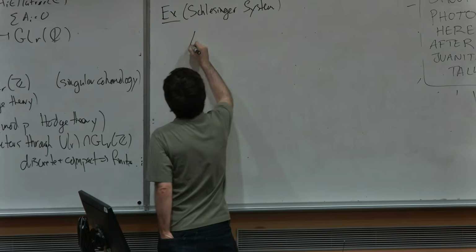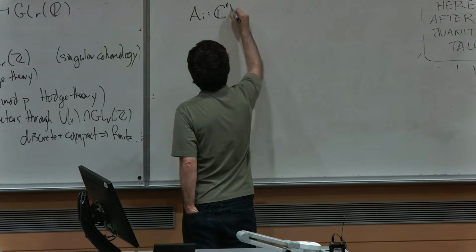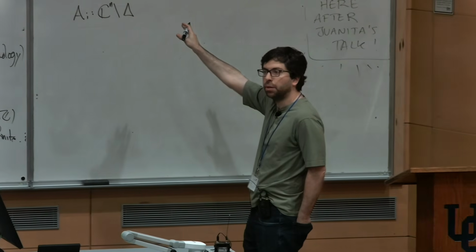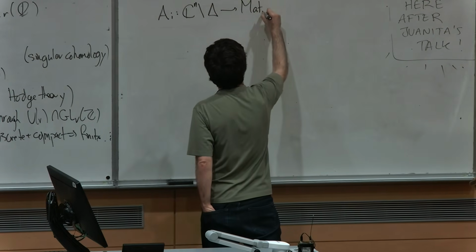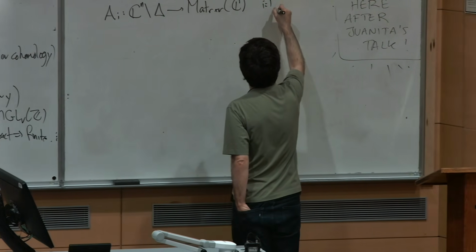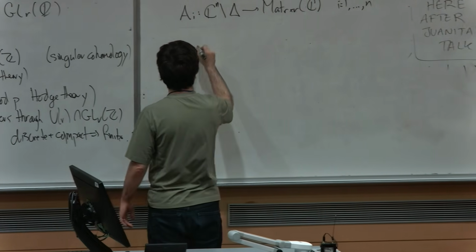So here, A_i are functions from C^n modulo the diagonal, consisting of pairs of numbers which are equal to each other, to r by r matrices over C. So i is 1 to n. There are as many functions as variables. I'm just going to write down a differential equation.